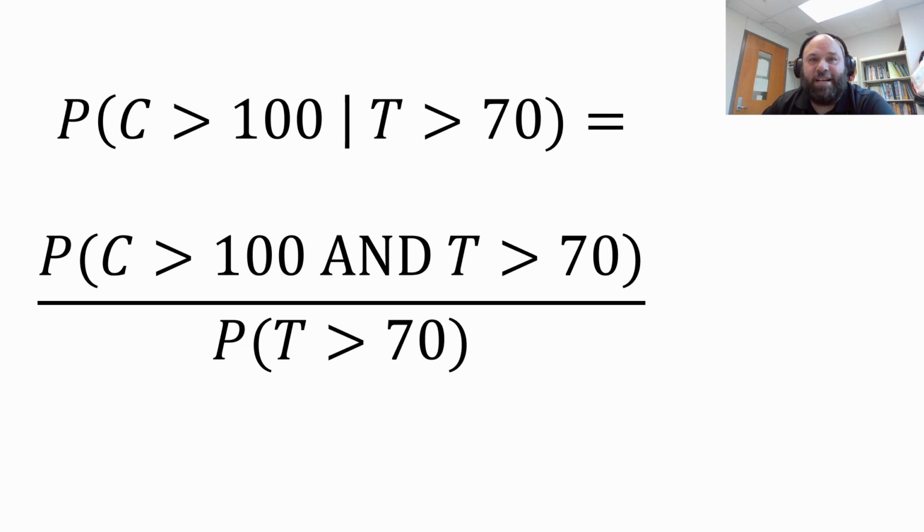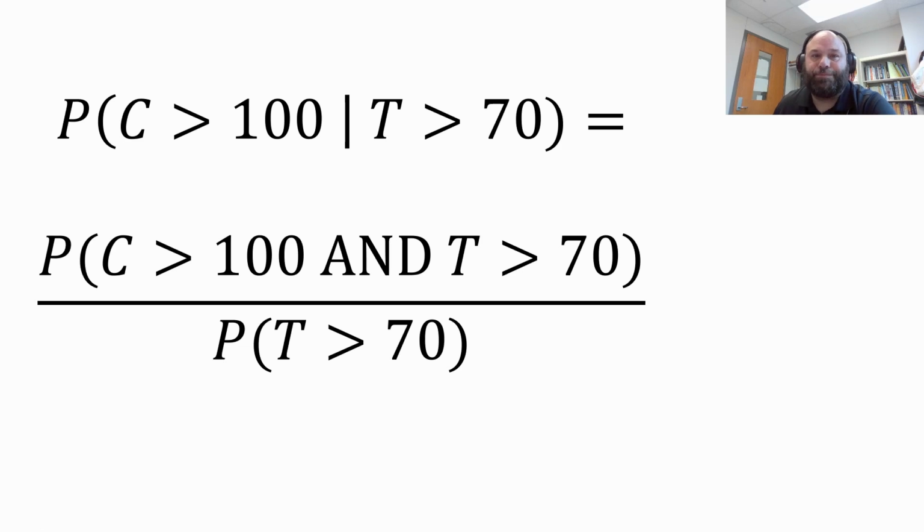Formulaically, Bayes' theorem would tell us this. This is written vertically because I ran out of space, but on the left side, up at the top, we have the probability that the number of customers is more than 100, given that the temperature is more than 70. And on the right side, we have this blue region from the figure, the probability that we have both conditions, divided by the blue and the green region, our universe we're restricting to, the probability of t being bigger than 70.